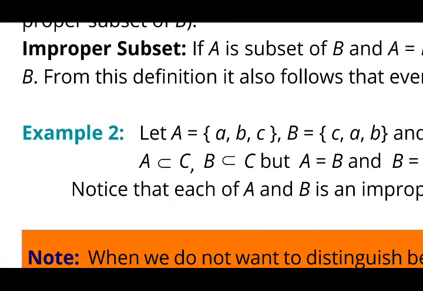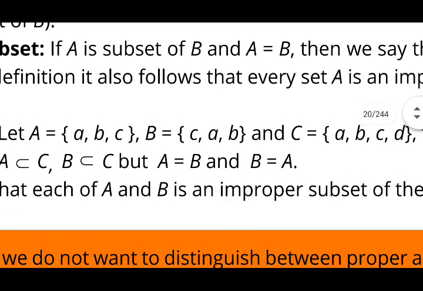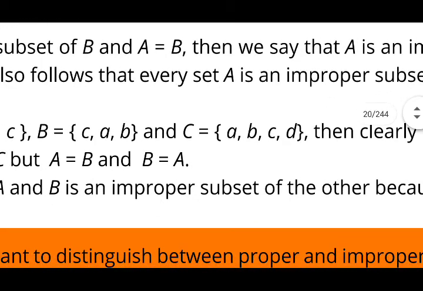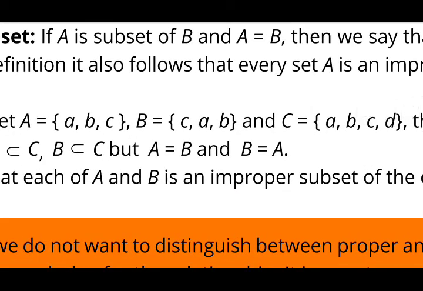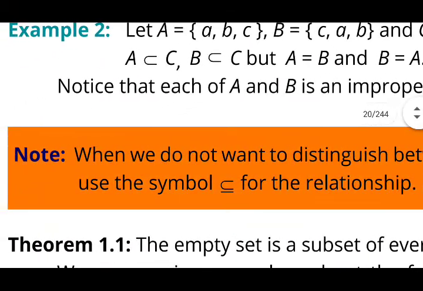In this example, we clear these definitions. A contains A, B, C, B also contains A, B, C, and C contains A, B, C, D. It means A is a subset of C and A is a proper subset of C, and A and B are equal. These two sets are improper subsets, and B is also a proper subset of C. I think you understand.